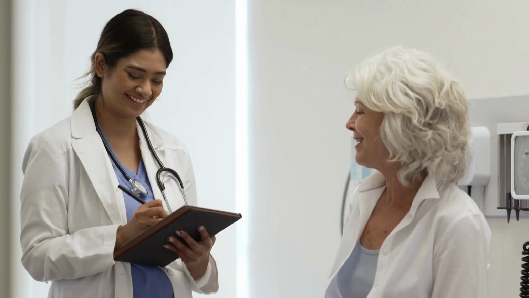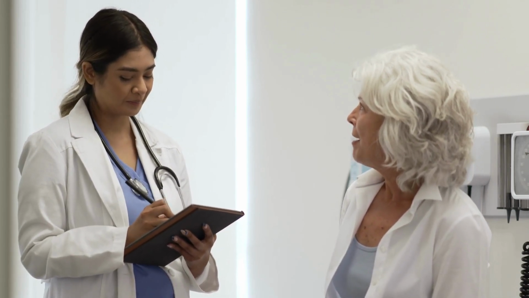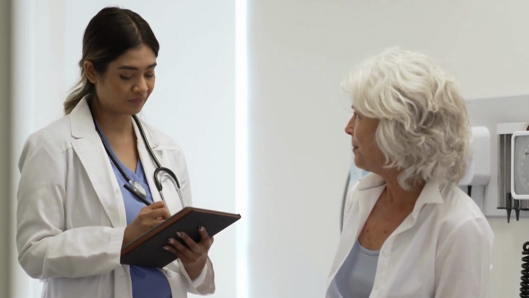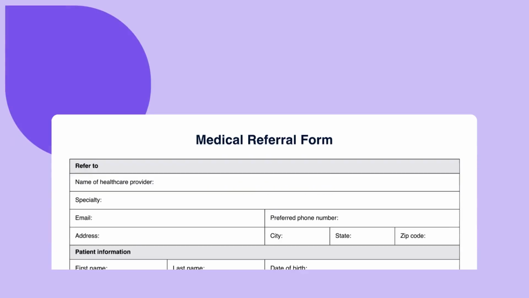The medical referral form serves two main purposes. First, it ensures that all critical information is passed along accurately so the next provider has a complete picture of the patient's health. Second, it acts as an official record, keeping the information consistent across all providers involved in patients' care, reducing the risk of data entry errors or miscommunication.